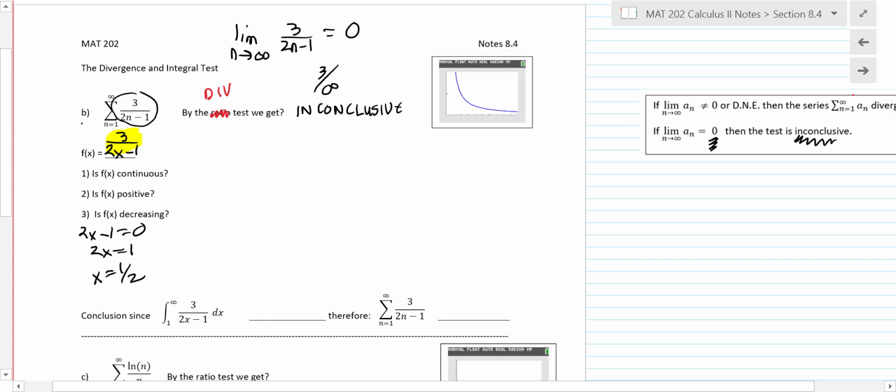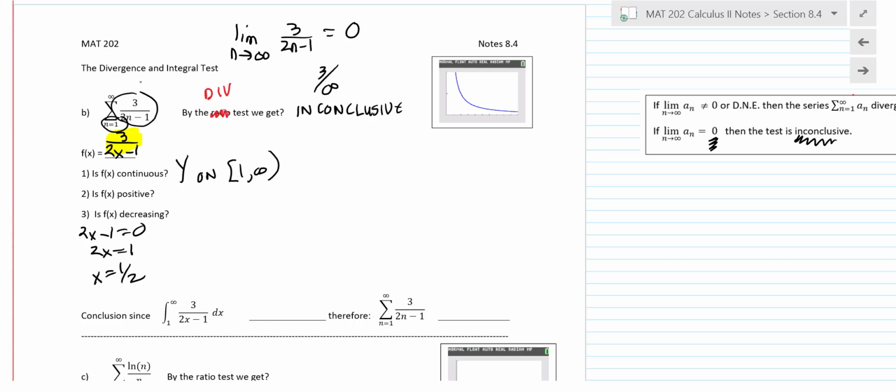You know why it's not a big deal? Because where does the series start? It starts at 1. So we don't care. It's okay that it's discontinuous at 1/2. So the answer is yes, it's continuous on the interval 1 to infinity, and that's good enough for us. All we care about is wherever the series starts. So the 1/2 doesn't have any bearing on anything. Does that make sense?